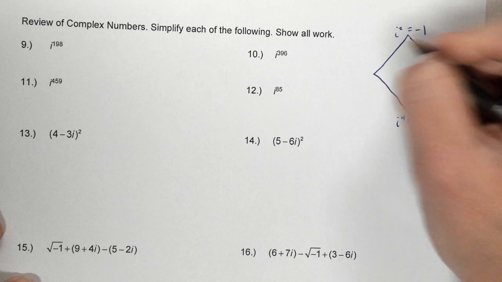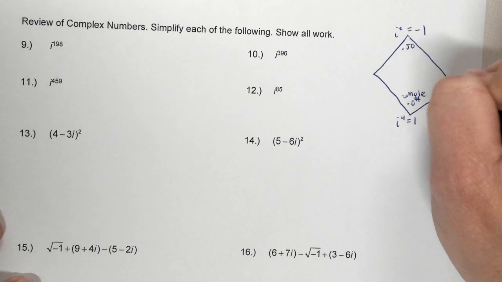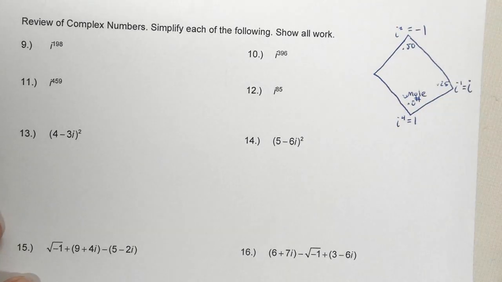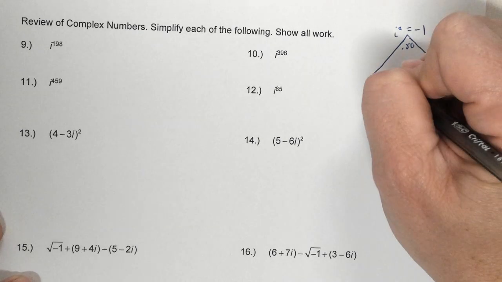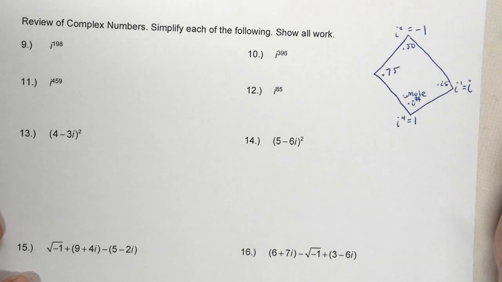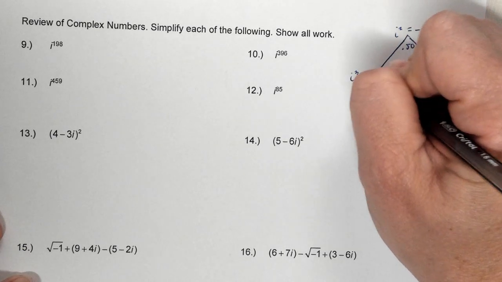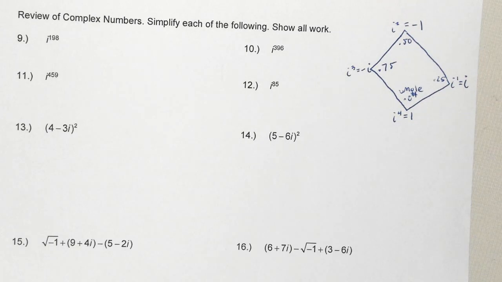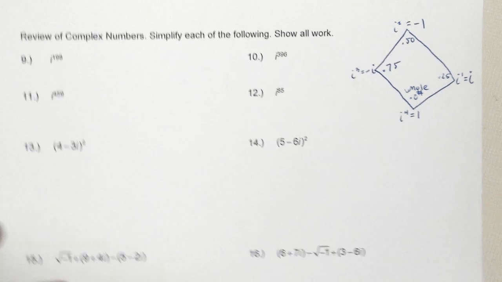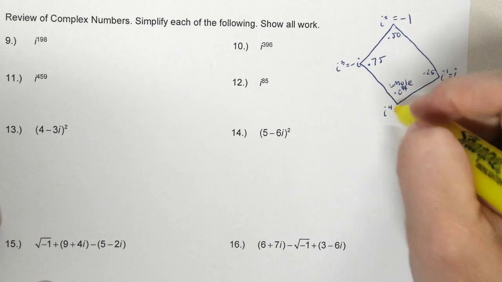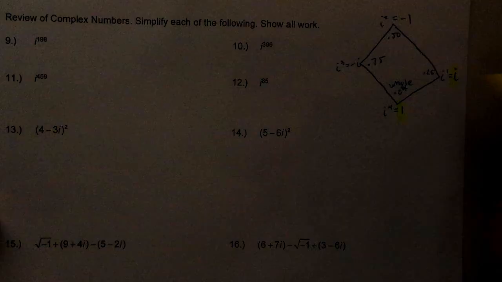This is negative 1. This is also 0.5, 0.25. This is terrible, but you get me, okay? 0.75. And i to the 3rd power equals negative i. So there's our options with my baseball diamond. So just remember, you have 4 options. I'm going to go turn my lights back on.